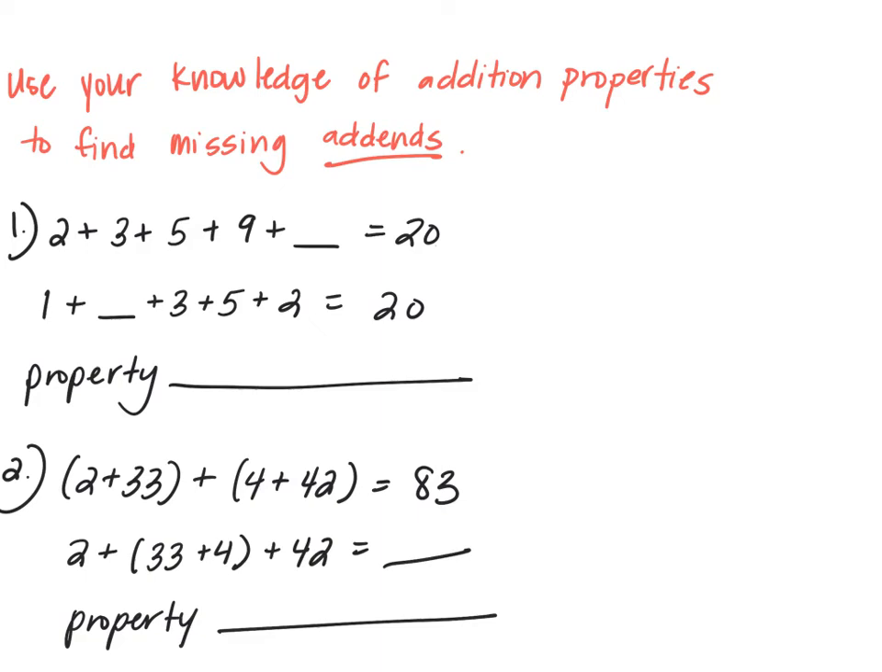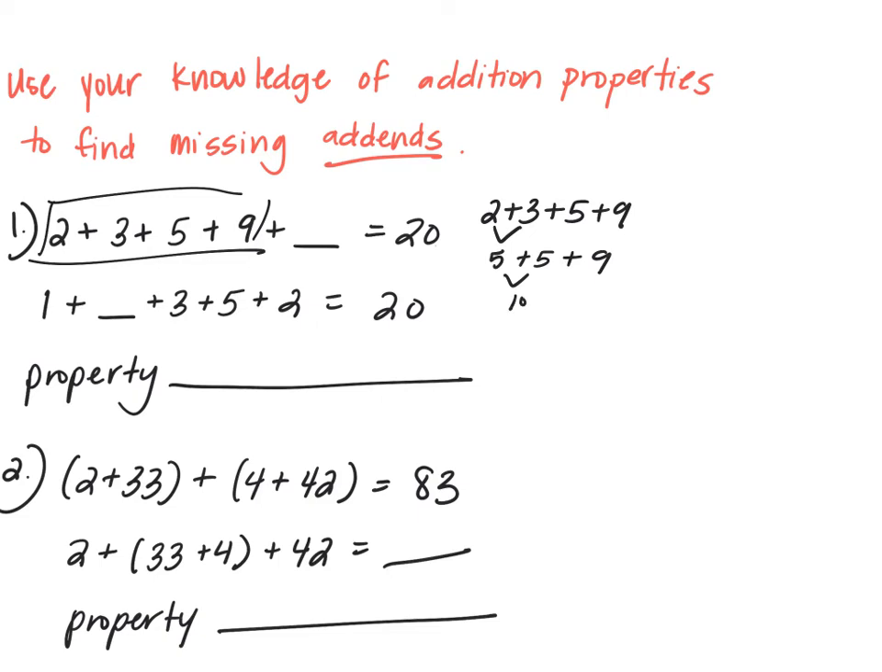All right, again, the same directions. Use your knowledge of addition properties to find missing add-ins. All right, so let's start here. 2 plus 3 plus 5 plus 9 plus a number equals 20. And then below I have 1 plus blank plus 3 plus 5 plus 2 equals 20. Well, what I'm going to do is see what these 4 add up to. So 2 plus 3 plus 5 plus 9. 2 plus 3 is 5 plus 5 plus 9. 5 plus 5 is 10 plus 9 equals 19. So what is the only number I can add on to 19 to get 20? That is 1. So 1 was what was missing here.